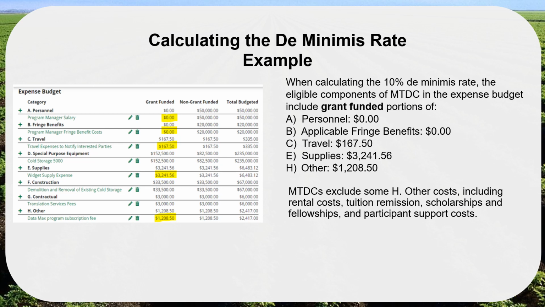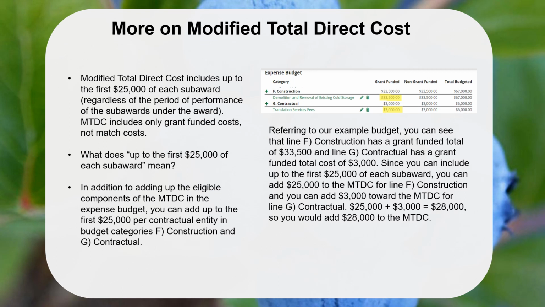Some common costs frequently in H other that are excluded from MTDCs include rental costs, tuition remission, scholarships and fellowships, and participant support costs. Refer to the request for proposals for the complete list. Remember, the modified total direct cost includes up to the first $25,000 of each subaward, regardless of the period of performance of the subawards under the award. And again, the MTDC includes only grant-funded costs, not match costs.